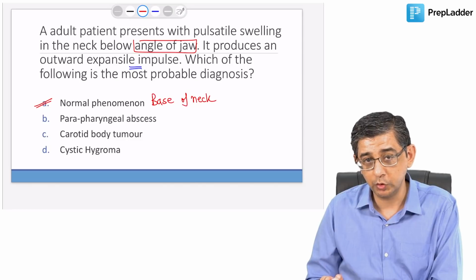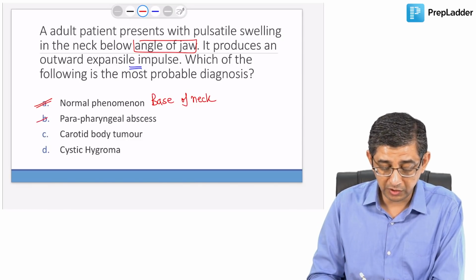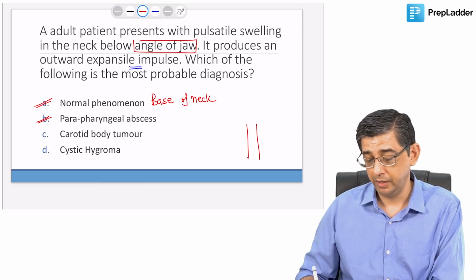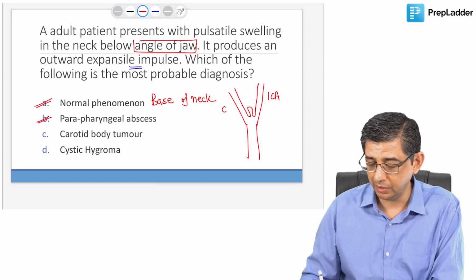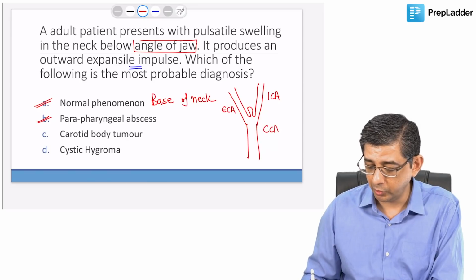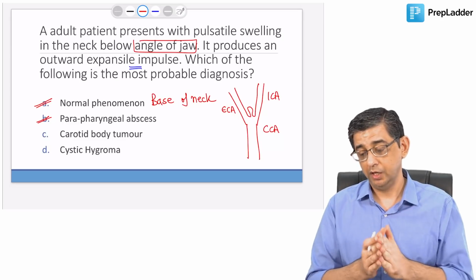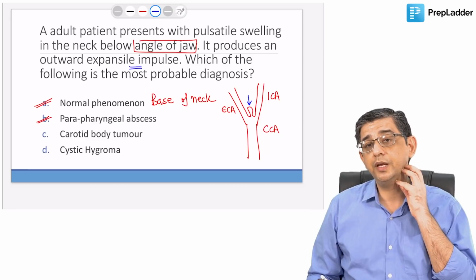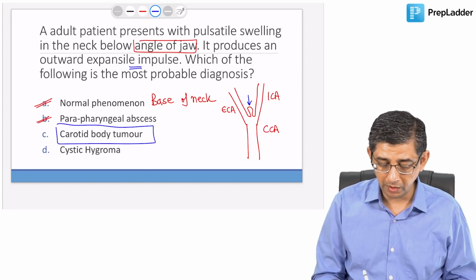Parapharyngeal abscess, you see pulsations are always present in a vascular tumor. The vascular tumor in this case would be a carotid body tumor. This is common carotid artery. This is external carotid, this is the carotid body, and then is the internal carotid artery. I've just highlighted the basic anatomy here. You see guys, the carotid body is present anatomically sandwiched between the external and the internal carotid. The person is having a tumor of this carotid body. It will produce a pulsatile mass in the neck. The correct answer to this question is carotid body tumor.